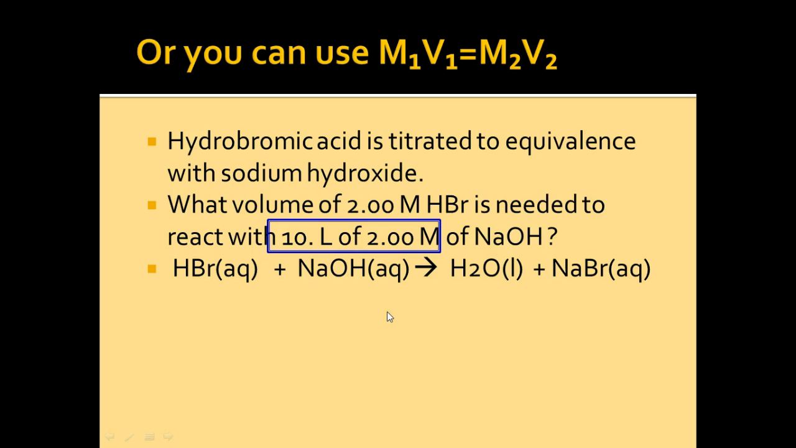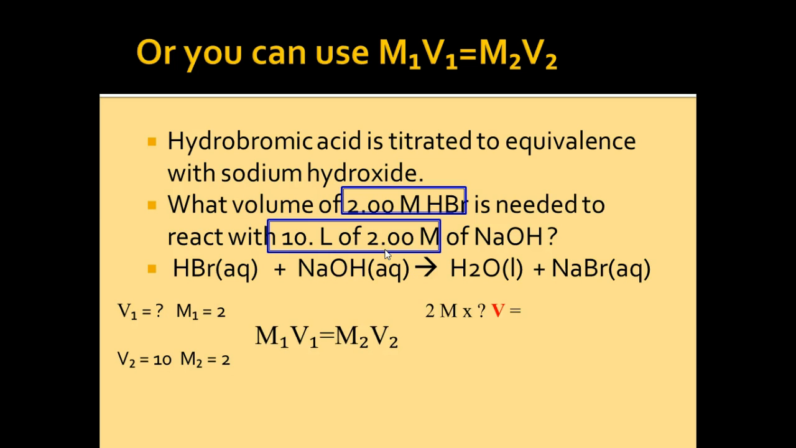So if we take out what we have, we have these two values, and we need to calculate the volume of 1, and you can call this M2 because it's the molarity of substance 2, or substance 1. And then we have the volume of substance 2, which is 10 liters, and the molarity of substance 2, which is 2 molar. So we plug it into our formula, just like so.